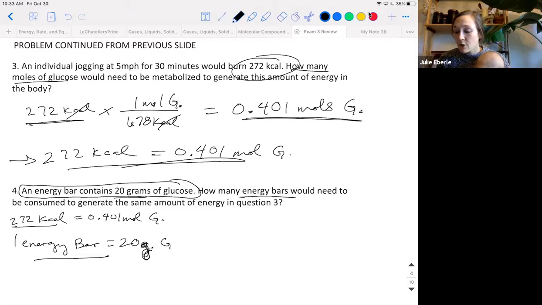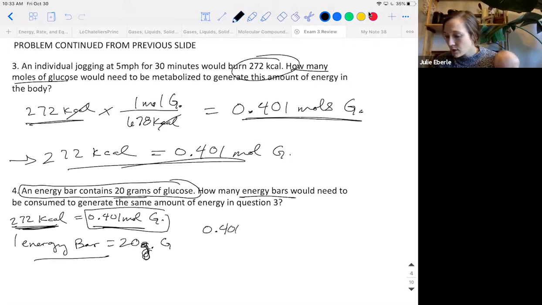we'll just start. We know this amount of energy, which is the amount of energy we're trying to run with, is related to this many moles of glucose. So we're just going to start with this many moles of glucose because those are equal. Those are related. So if we have 0.401 moles of glucose, let's convert that ultimately to energy bars. We want to cancel moles of glucose and convert to grams of glucose so that we can then take grams of glucose and convert to numbers of energy bars.